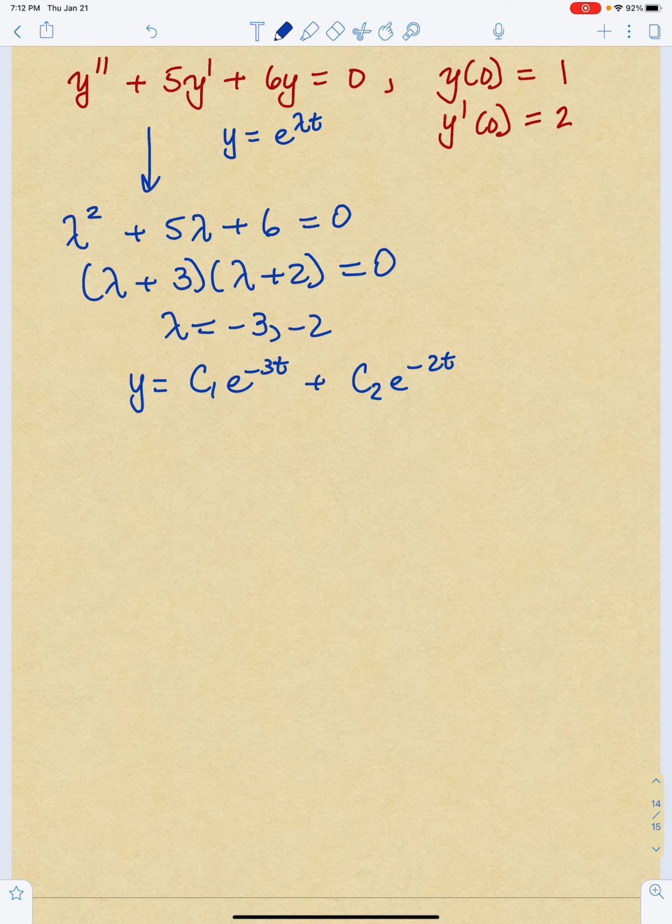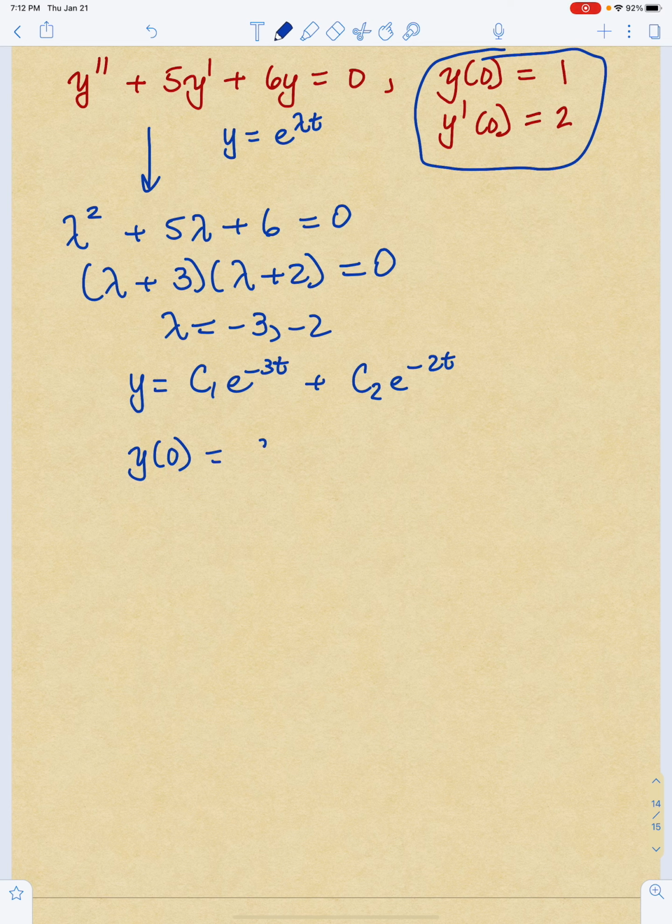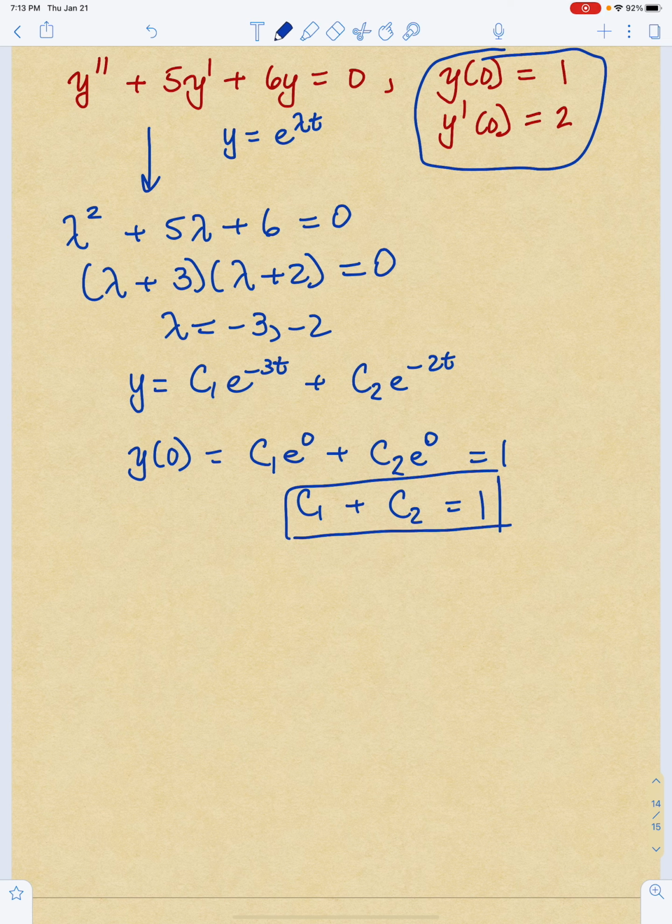So now at this point, we want to find c1 and c2 so that these initial conditions are satisfied. So y at 0 is going to be c1 e to the 0 plus c2 e to the 0, and we want that to be 1. Now naturally, I'm going to write that in a simpler form as c1 plus c2 equals 1. So that's one condition on c1 and c2 that I know.